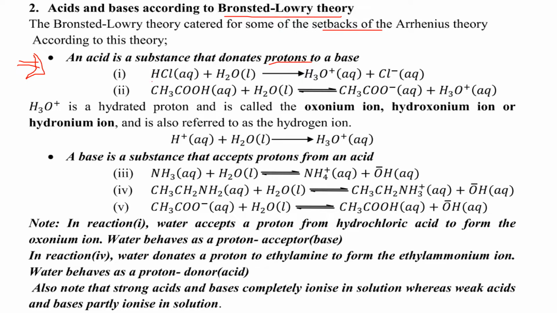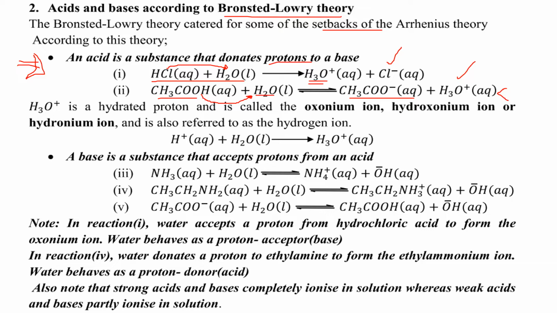Therefore, if you have hydrochloric acid and you dissolve it in water, this acid is going to donate protons to the water, and then you form what you call the hydroxonium ion, and the chloride ions are also left in solution. If you have ethanoic acid, it reacts with water. What it does is that ethanoic acid donates protons to the water, which is acting as a base. And then we form the hydroxonium ions and the ethanoate ion, which are all present in solution. That's why we are seeing the symbols being aqueous.